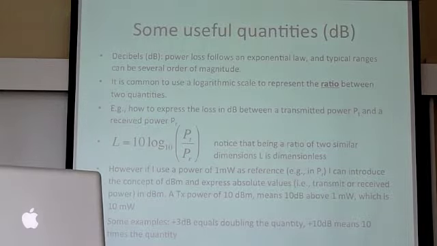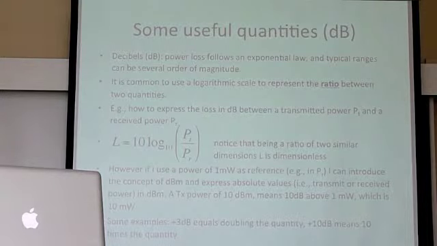As I was saying, a million times bigger basically means 60 dB. That's much easier to work with. The other thing is that this value is basically dimensionless, because we have defined it as the ratio between two similar dimensions. However, there's a trick.